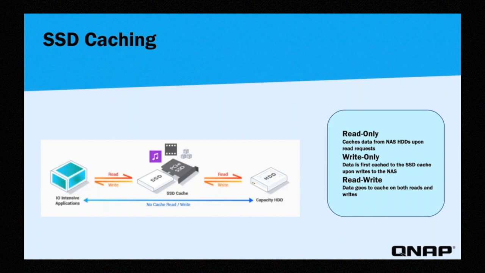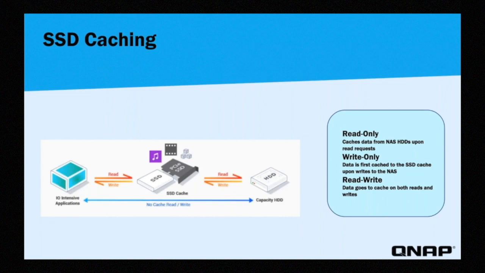When using a read-only cache, data will be copied to the cache only after read requests. So if you are trying to access or download a file, that file will be copied to the cache for quicker access in the future. Write-only caching writes data to the SSD cache first and then flushes it to the regular HDD storage. And then read-write caching caches data to the SSD drives on both read and write requests.